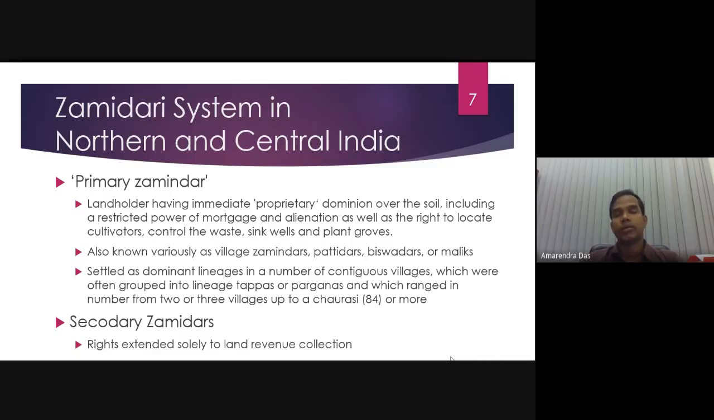They were collecting revenue, and they also had other powers: to locate the cultivators, to alienate the land from somebody, and to decide on planting the groves and controlling the waste or the sink wells and so on. But on the other hand, the secondary zamindars had the right only to collect the revenue. So they had limited power compared to the primary zamindars that existed in northern and central India.